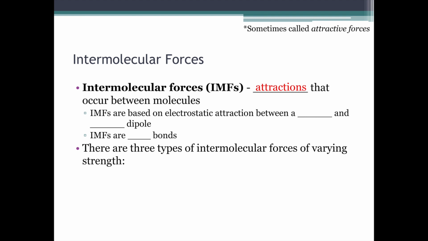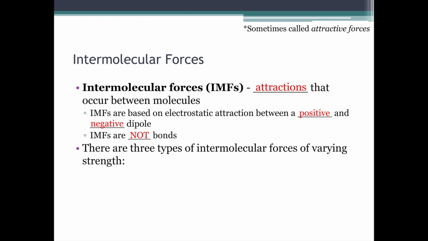Now, we've spent almost the entire year looking at the forces within molecules. Those intramolecular forces are bonds. So we're no longer looking at what's holding the molecule together, but how molecules are interacting with each other. IMFs are based on electrostatic attraction between a positive and a negative dipole. It's that opposites attract. So IMFs are not bonds, right? They are actually much weaker than bonds.